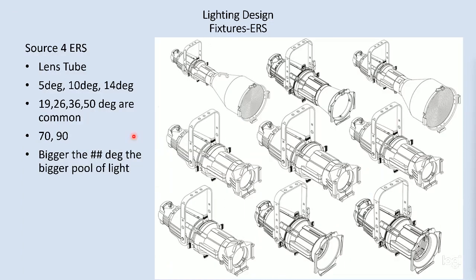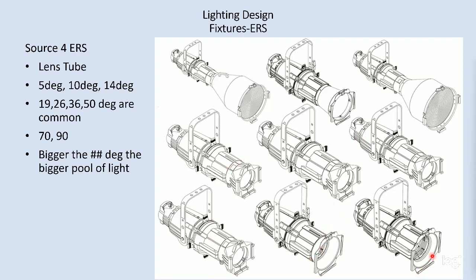Let's see what the fixtures look like. This is sort of what a 5 degree looks like. It's really large. It's a 14-inch aperture. It's got a huge lens on the front. The lens has actually been cut like a Fresnel lens, and it's made out of plastic to try and reduce weight, right? Here is a 10 degree, a 14 degree, and all of these are examples of 26, 36, 19, right? These are sort of the common workhorses.